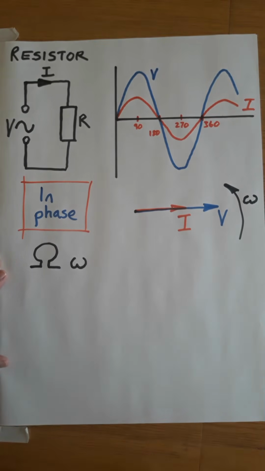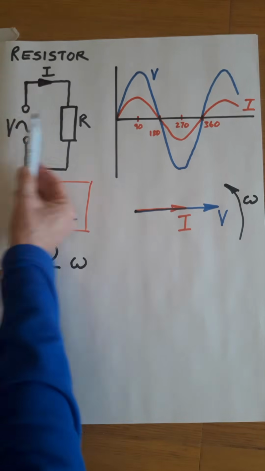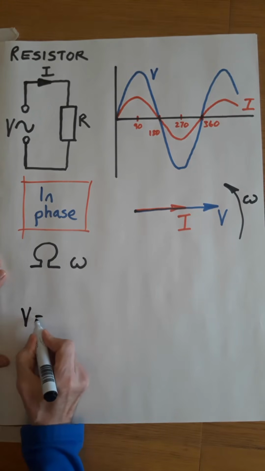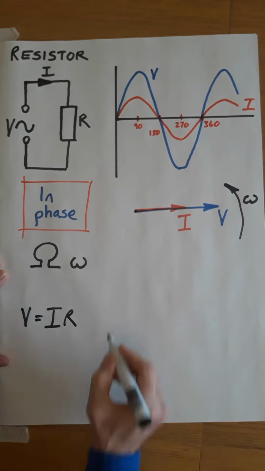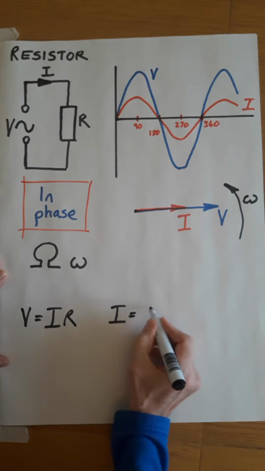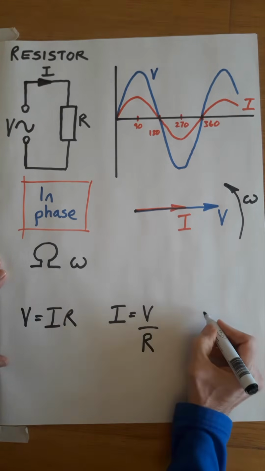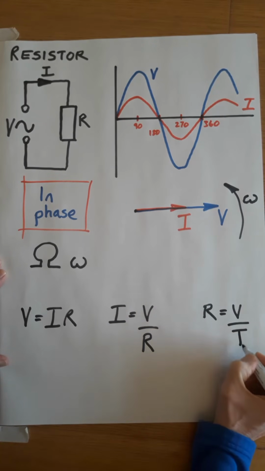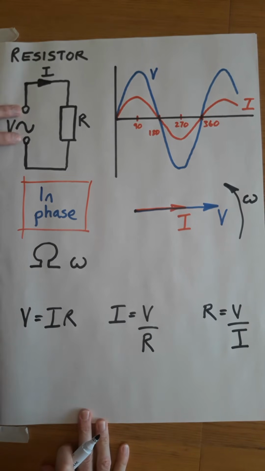So we've spoken about Ohm's law applying, and it does literally apply with V, I and R. So in this circuit, V equals I times R, no change there. I equals V over R. And finally, R equals V over I. So even though we've changed from a DC supply to an AC supply, Ohm's law will still work.